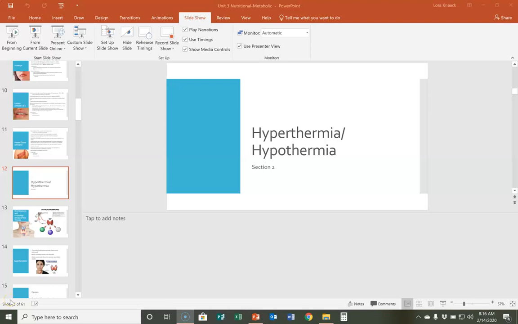Okay, we're going to go with Unit 3. This is the hyperthermia and hypothermia lecture. I'm going to keep my screen with this view because then you guys can see my notes.